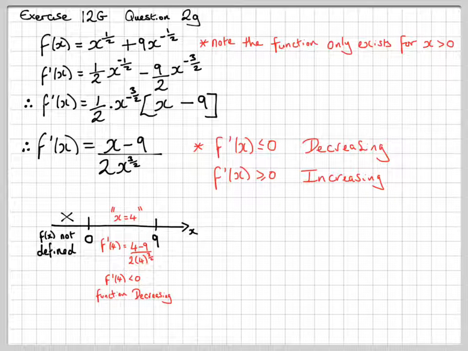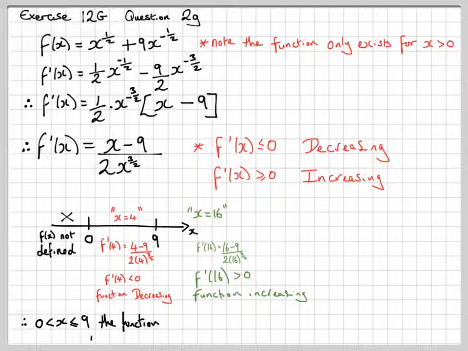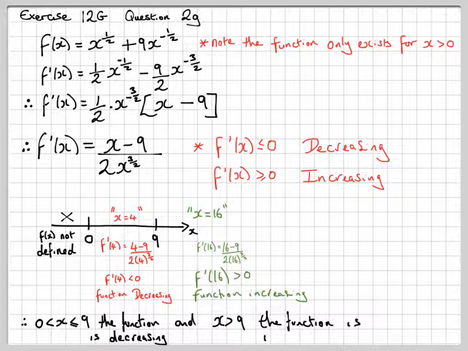I'm going to go ahead and choose a value greater than 9 now, just to make sure it's not also decreasing here. And if I find the derivative f' of 16, then again I'm not going to bother evaluating because I can see directly that it will be positive, and hence the function will be increasing for this part of the domain. So I can now write the final answer. Between 0 and 9 the function is decreasing, and for x values greater than 9 the function will be increasing.